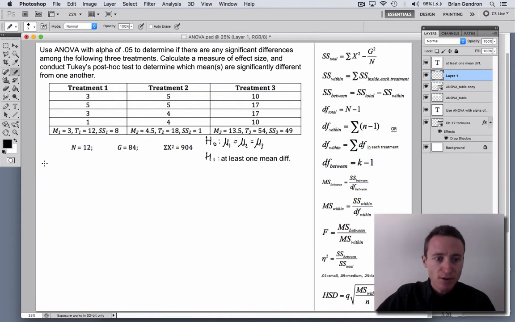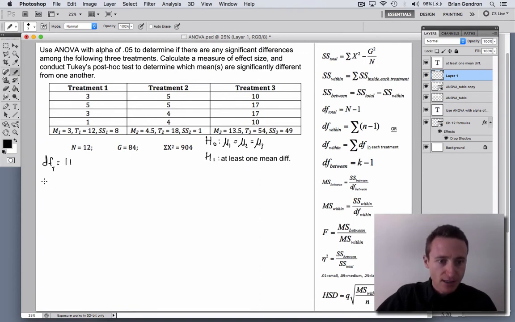So first and foremost, let's look at DF total. I'm going to put DFT for total. And the formula is right here. Take your total number of people in your study, which was 12, and subtract 1. So that is 11. 12 minus 1.